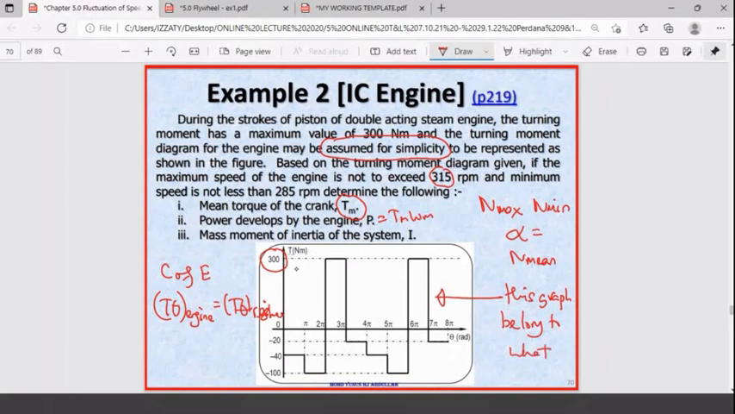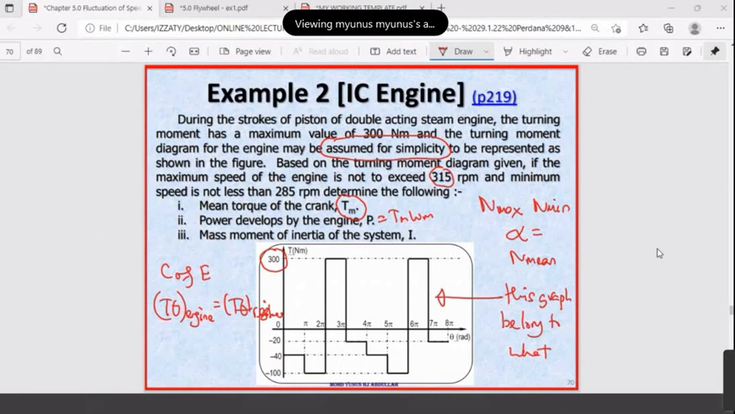Answer me. This graph belongs to what? It belongs to the engine input. Thank you, Eng. Yes, so this graph belongs to the engine input graph.